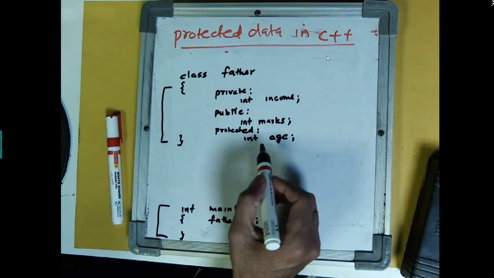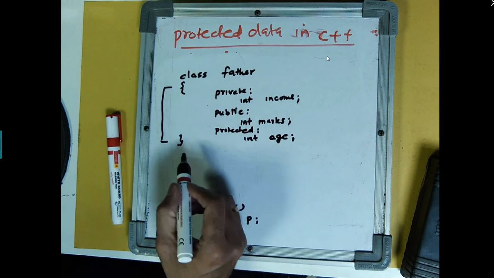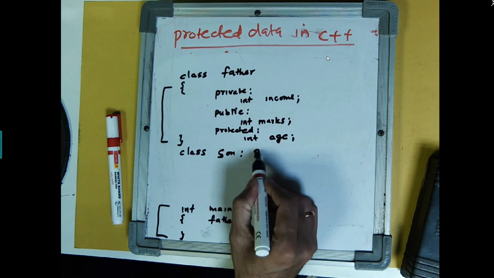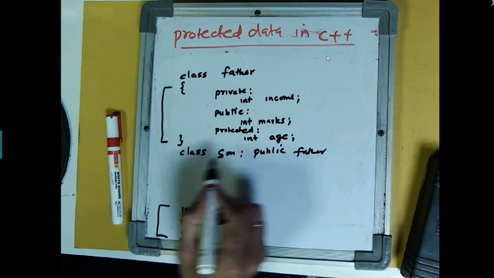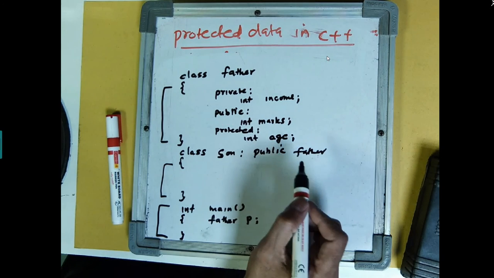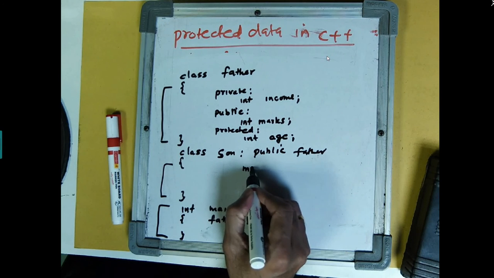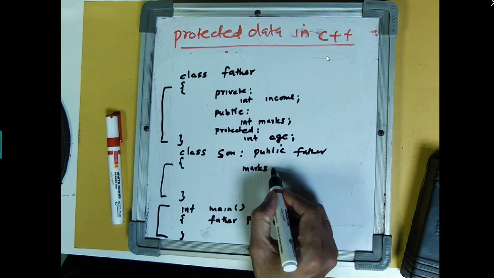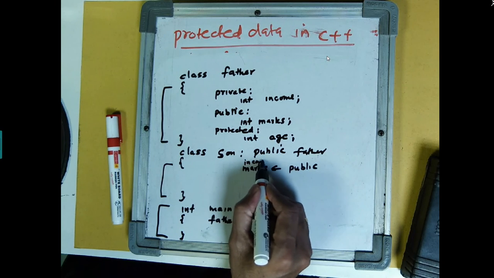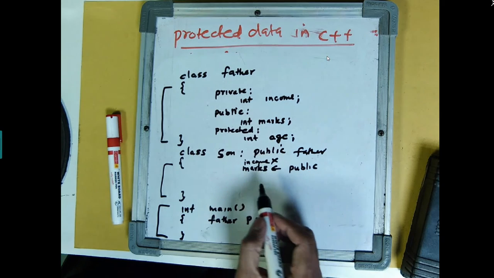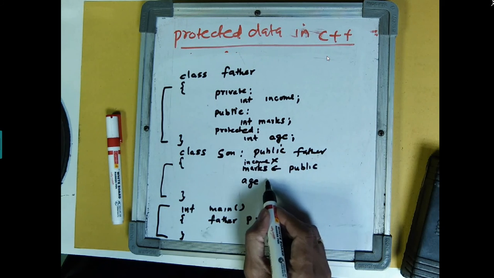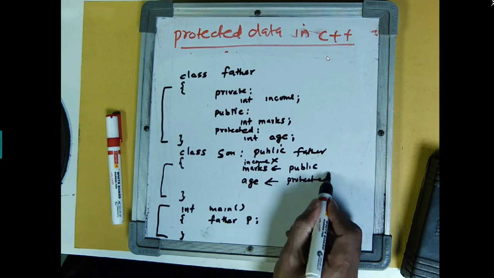But then why is protected required? Protected can be brought into any inherited class. Let's say there is a son class which is inheriting the public properties of father. Inside this, what data will be available? Public properties, meaning marks has come from there to here as public, and income cannot come inside because that was private. The next one is age. It is a protected variable, so inside this also it will come as a protected variable only.